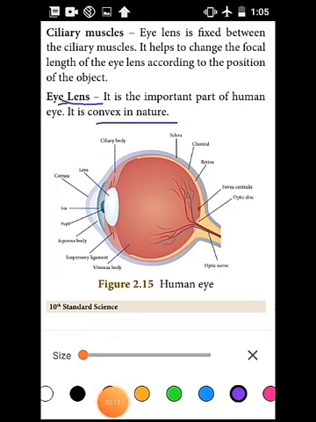And see the paragraph, eye lens. This is an important part of the human eye. It is convex in nature. Already we studied the two types of lenses. One is the concave lens, another one is the convex lens. So what is a convex lens? The middle part of the lens is thicker. That is a convex lens. Okay. So the eye lens is convex lens in nature.